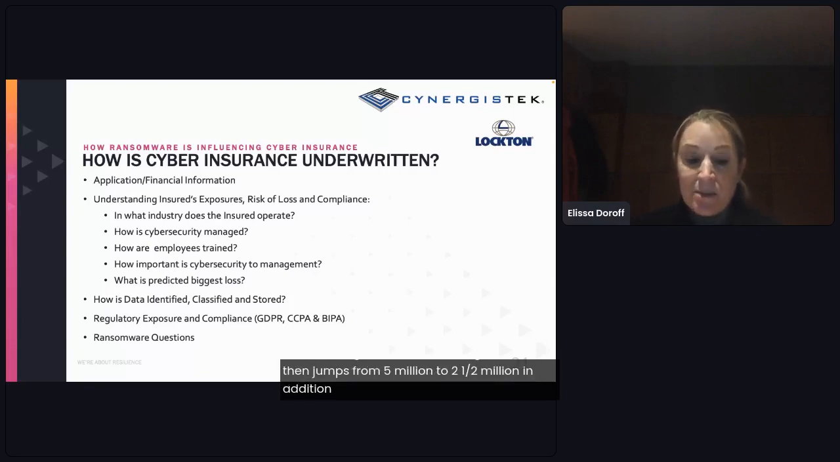In addition, to make it even worse, they then add co-insurance. So for every dollar they're spending, you're spending $1. So you're really seeing that the carriers are cutting back on this.